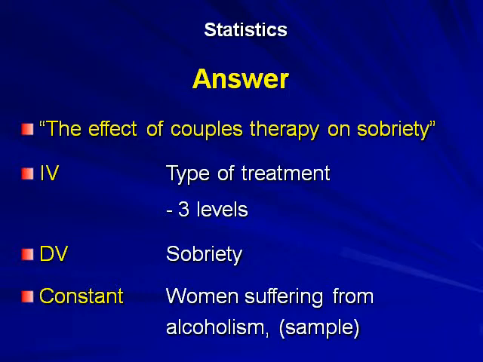In this study, women suffering from alcoholism was actually a constant and was not a variable in the study. It was in fact a criterion participants needed to have in order to participate in the study. So in this study, this group was actually the sample of participants. In a few slides, we'll discuss the term sample.